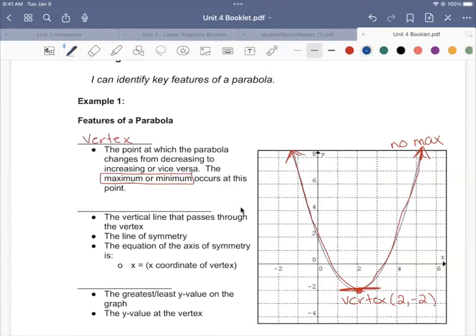Our second feature that we talk about is the axis of symmetry, which is any vertical line that passes through the vertex. Because if I draw my vertical line right here through my vertex, right in the middle, that is my axis of symmetry. It is symmetrical across this line.